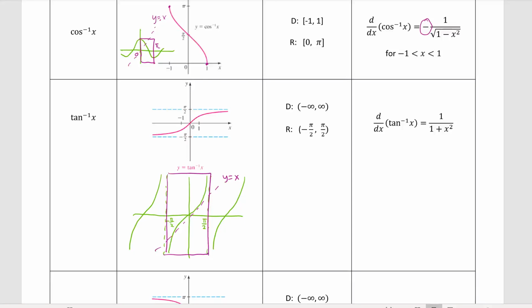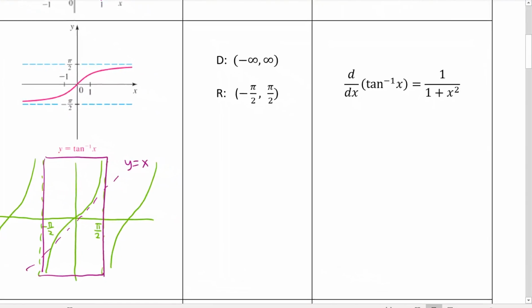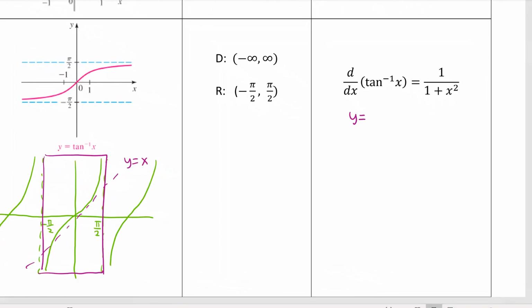And you can see now the domain is all real numbers. The range is from minus pi over 2 to pi over 2. How do we find the derivative of arctangent? Well, the way we find it is very similar. First of all, we let y be arctangent of x, and then x is tangent of y. Then we do implicit differentiation.